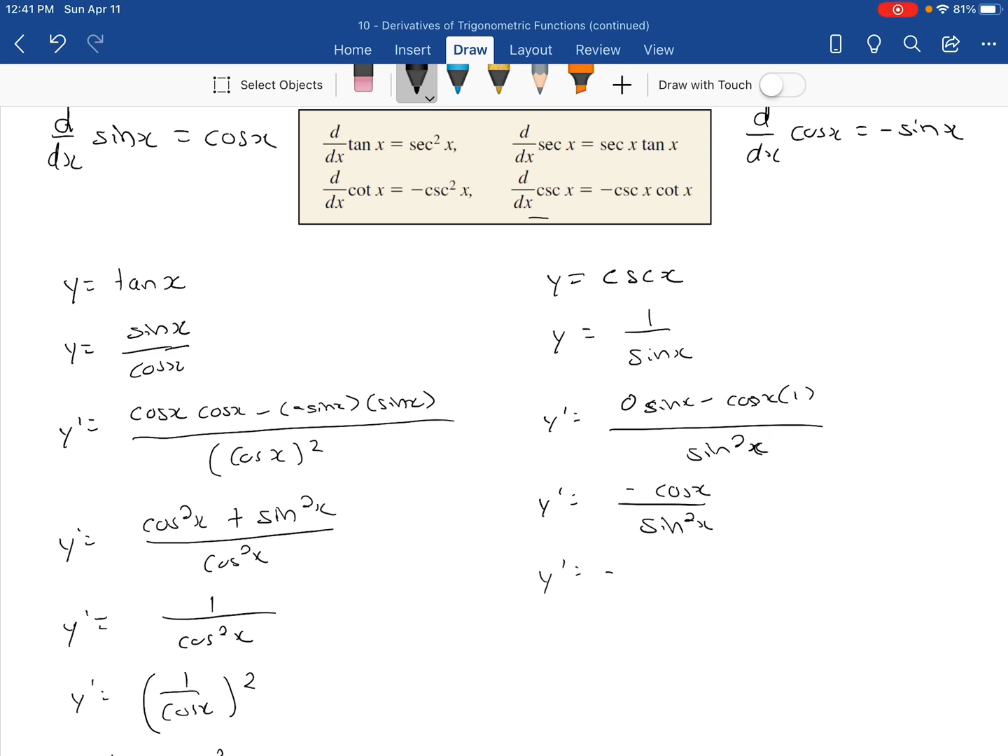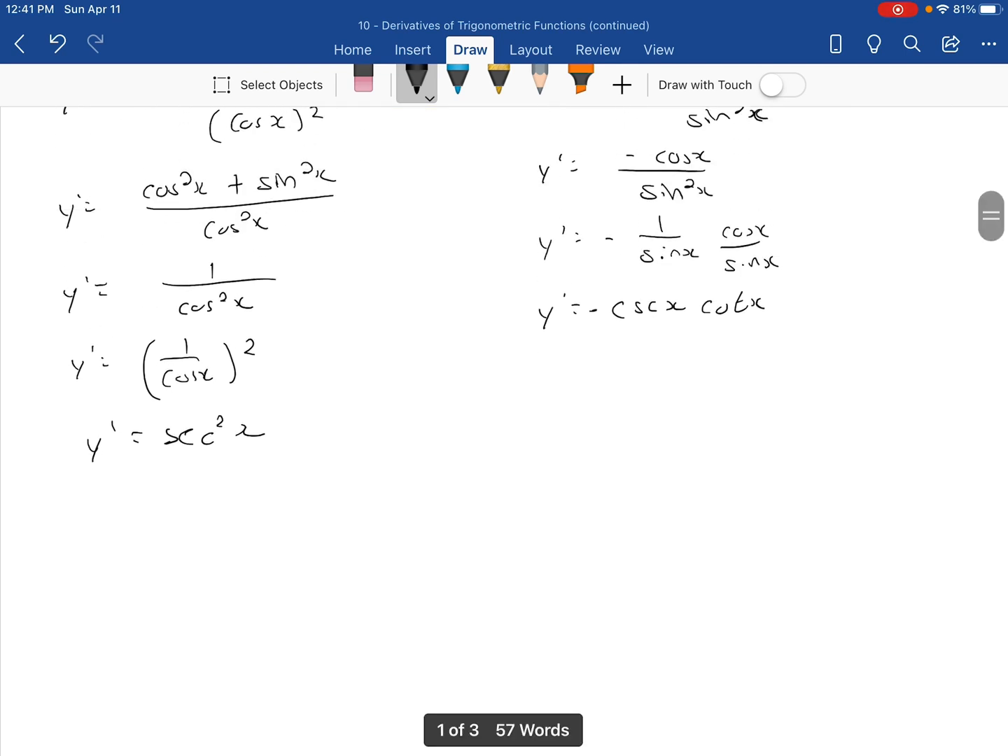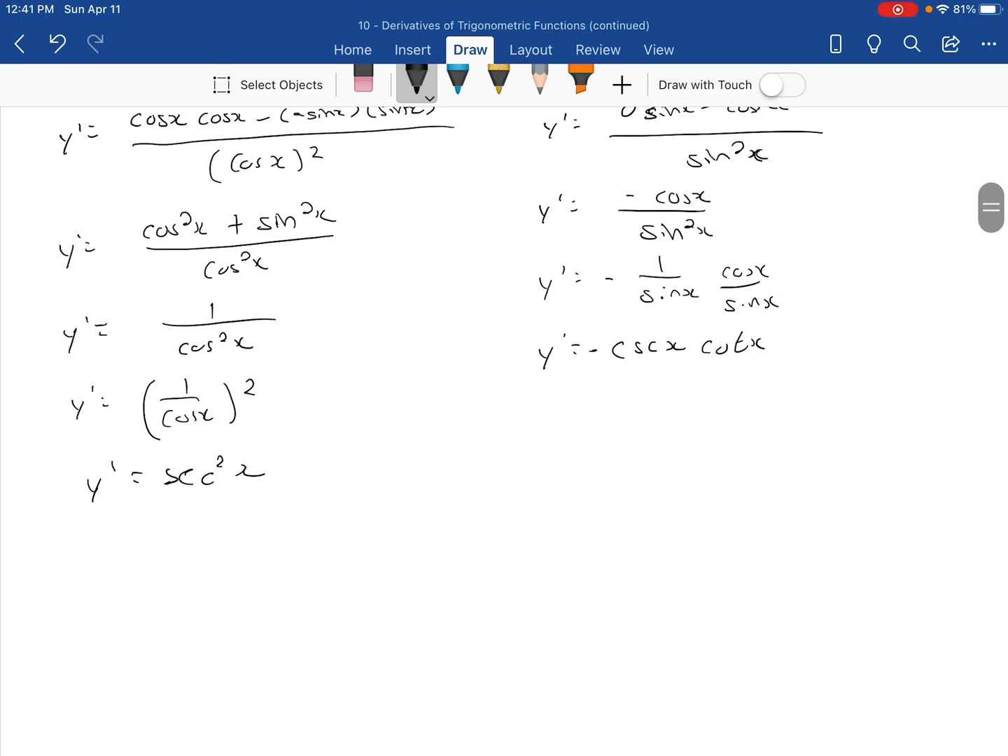I can put the negative out front and make a 1 over sine x and a cos over sine x. And so y prime is, well, negative 1 over sine x is cosecant x, and cos over sine is cotan x. And, oh, I forgot the negative up front. Negative cosecant cotan. See, that's a slightly nicer version of that derivative. All right, so that's 2 of them that I've done already.